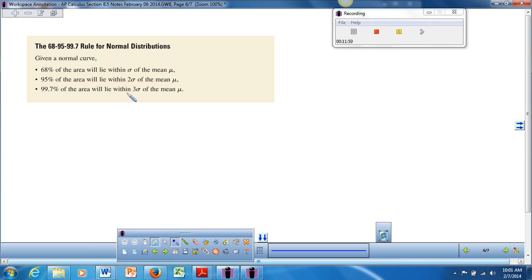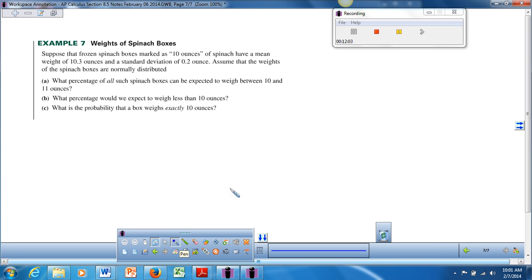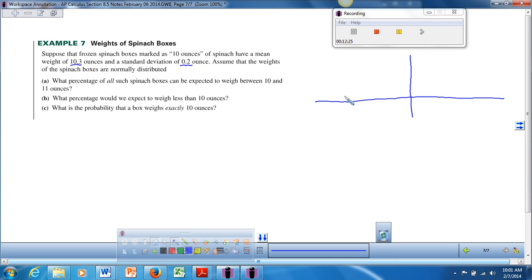So that's just a summary of how the data is distributed with a normal distribution. Okay, the weight of spinach boxes. Suppose that frozen spinach boxes marked as 10 ounces of spinach have a mean weight of 10.3 and a standard deviation of 0.2. This is a normally distributed set of data, so I know I am dealing with a bell curve.